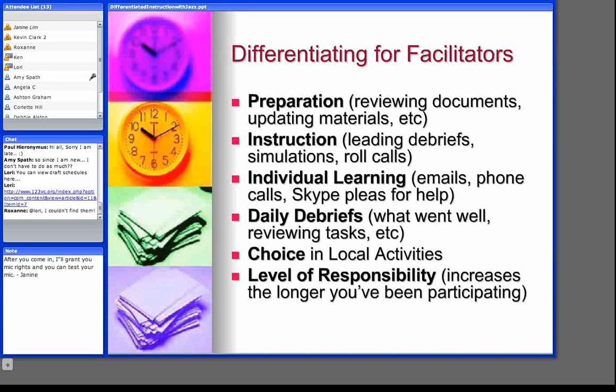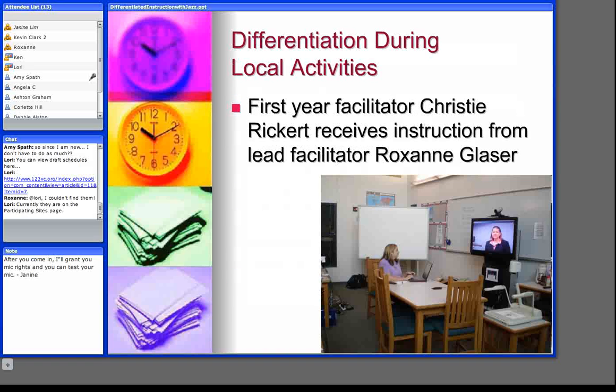And the other way is that we encourage you to have a choice. You get a choice in what you cover in your local activity. And then, of course, we talked about this. The level of responsibility increases the longer you've been participating in jazz. We keep asking you to do more. That's how we, as the lead facilitators, differentiate for you, the facilitators.